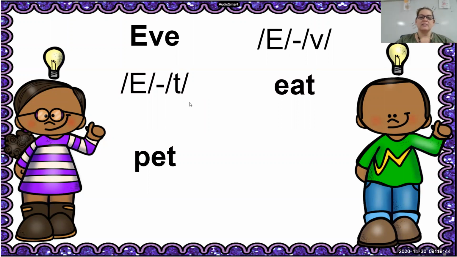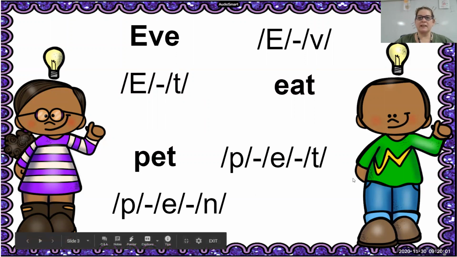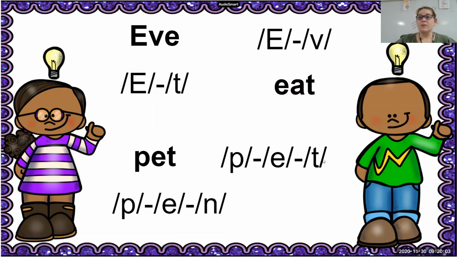Pet. Okay, so if we break those sounds apart, we have p-e-t. We have 3 sounds there. We're going to change this final t sound to n. N. What's the new word on the curve, guys? The new word on the curve is pen. Good.